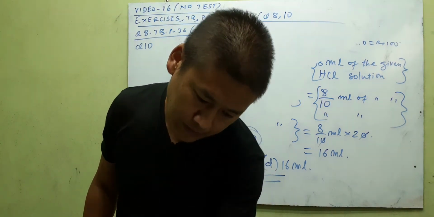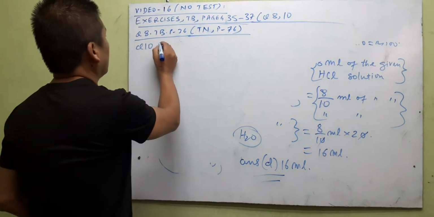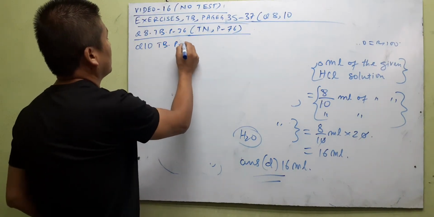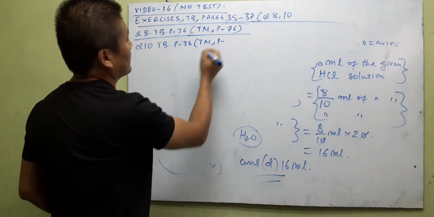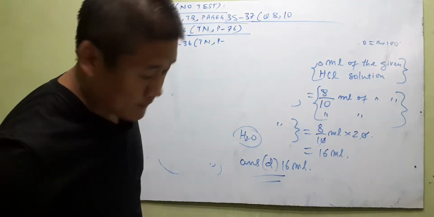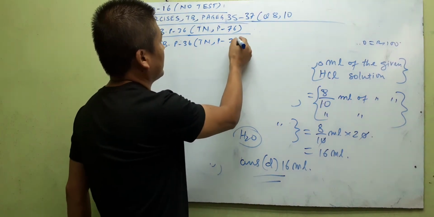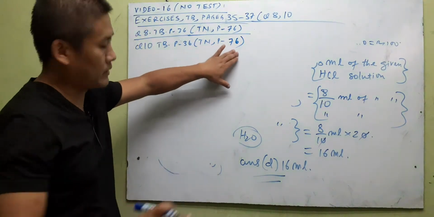Now near the 10, you write on your textbook. This one, no need to write. It's already on the text. Now we write tuition note, page 76. Write like that. You'll find it on page 76. And then come back to page 76 of your tuition note.